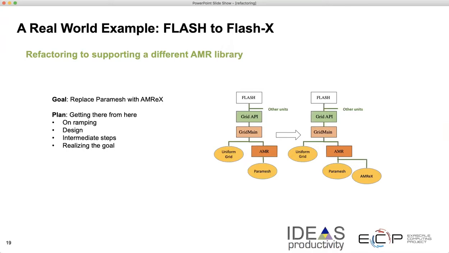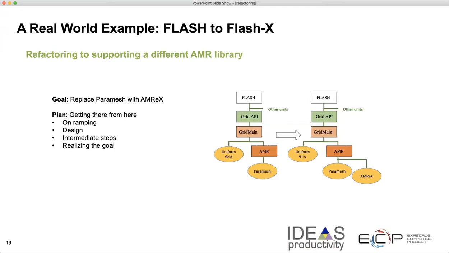So the first thing that we have to do is make a plan for getting there from here. An important aspect of refactoring is on-ramping, because when you're making changes to a code as complex as this, you want the changes to be incremental, because if you made a wholesale change to any part of the code, good luck with verifying that it is still correct.